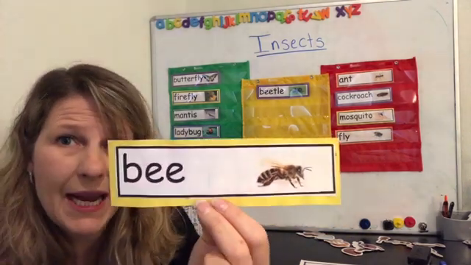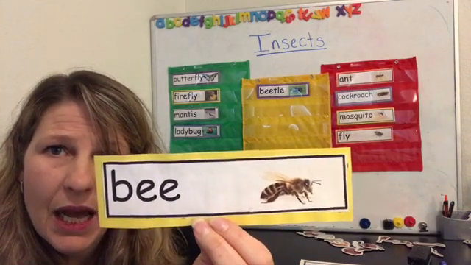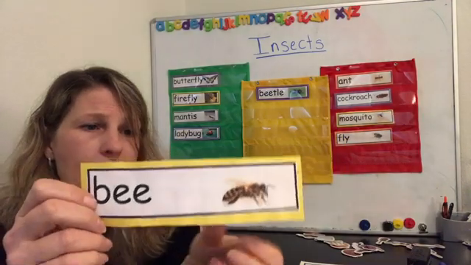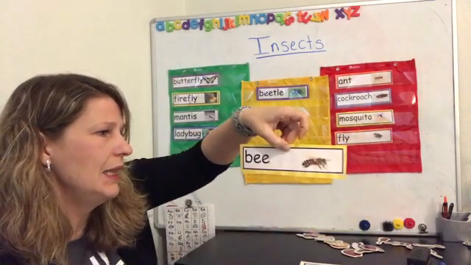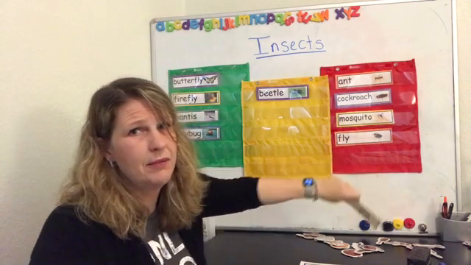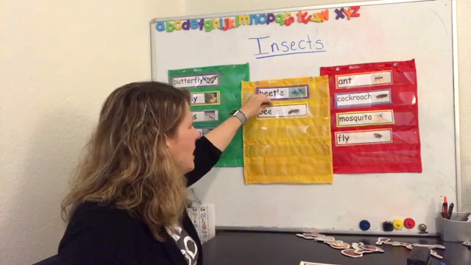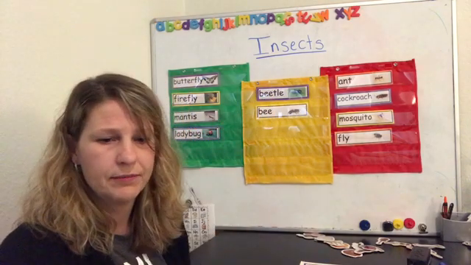But I also like them because they make something that I really like to eat. They make honey. So you can get honey from a bee. And so I like bees. I like that you can get honey. I don't like that they can sting me. So I'm going to put them right here in the middle to say there are some things I like and some things I don't like.